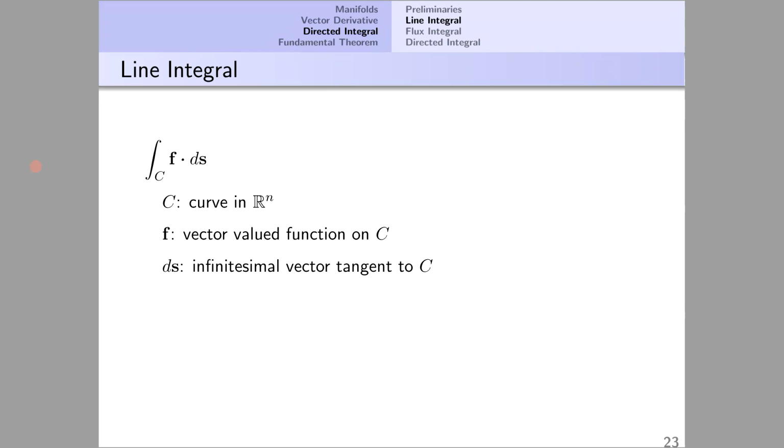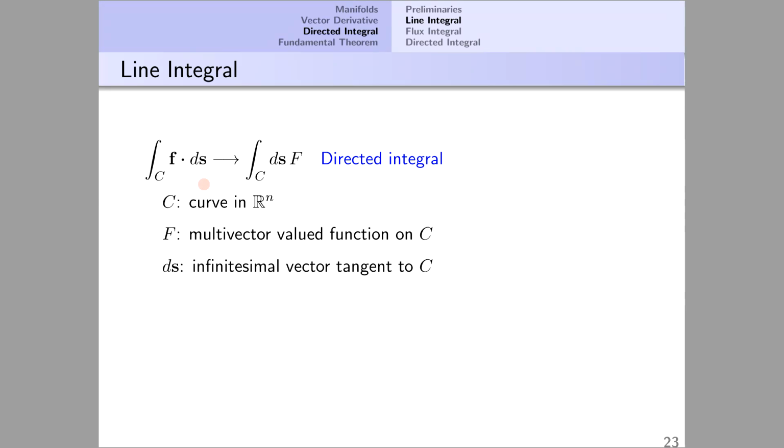Let's see how to generalize a line integral to a directed integral. Here we have a line integral. It's an integral over a curve in Rn. This is a vector-valued function on the curve, and this is an infinitesimal vector tangent to the curve, and I take their inner product.